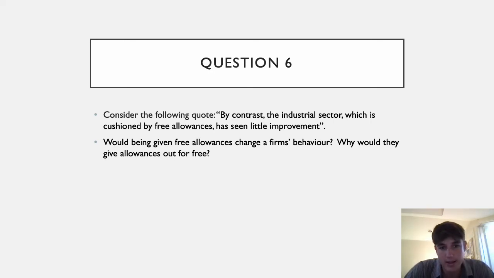Now, when I read this article, that seemed to me to imply that the cushioning of these firms led to small amounts of improvement. Now, I'd like you to think about that statement. Would being given free allowances actually change a firm's behaviour? Why would they give allowances out for free? Now, actually, we've covered a bit of why they give allowances out for free. That's because of the carbon leakage, so ignore that part. Just think about, would being given free allowances change a firm's behaviour?